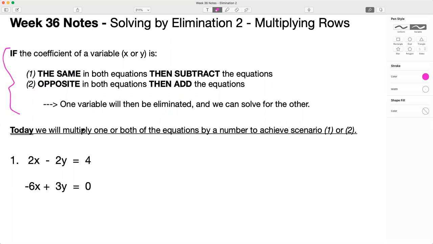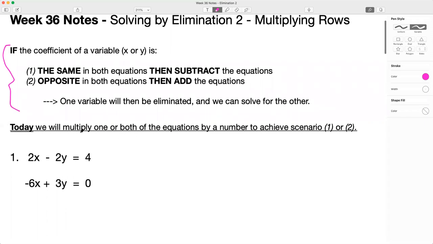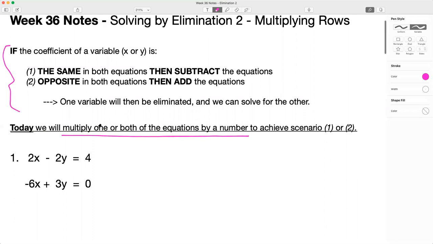We are going to multiply one or both of the equations by a number to achieve scenario 1 or scenario 2 to solve by elimination. So what does that mean? We're going to multiply one or both of the equations by a number. Today it's just going to be one of them, but you could do both if you wanted. But we're going to multiply one of them today by a number.